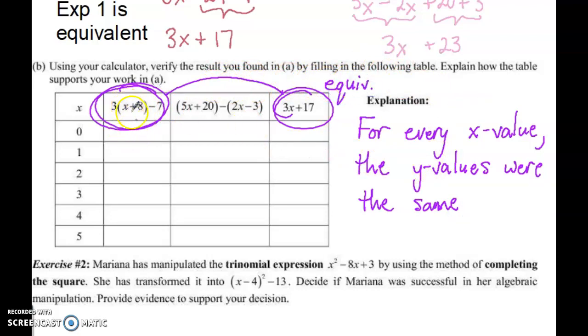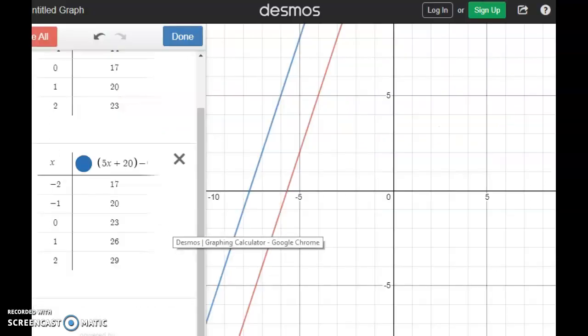Because if you plug in 0 for x here, you would have gotten 17. If you plug 0 for x here, you get 17. Well, if you plug 0 in for x on this middle one, you would have gotten 23. Maybe I'll go back to Desmos just one more time to show you. See how 0, I got 23 there. For 0, I had 17 there. Would have gotten 20, 23.